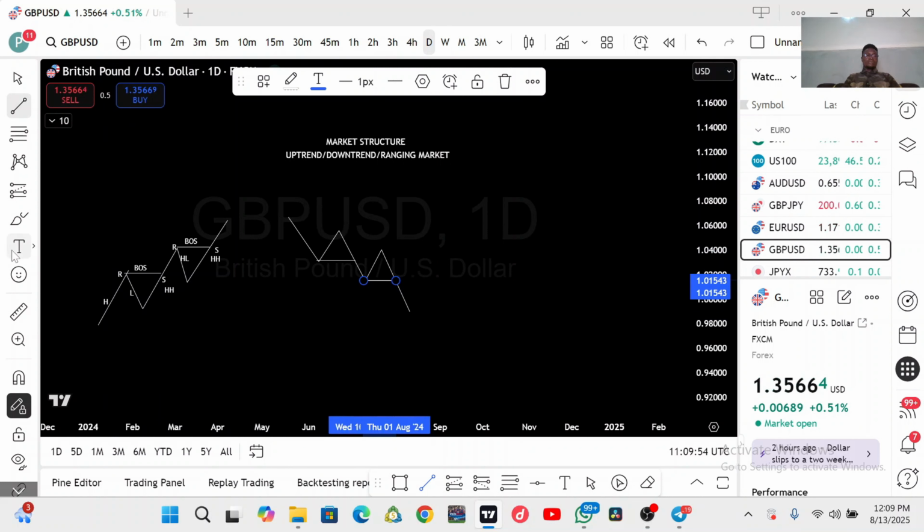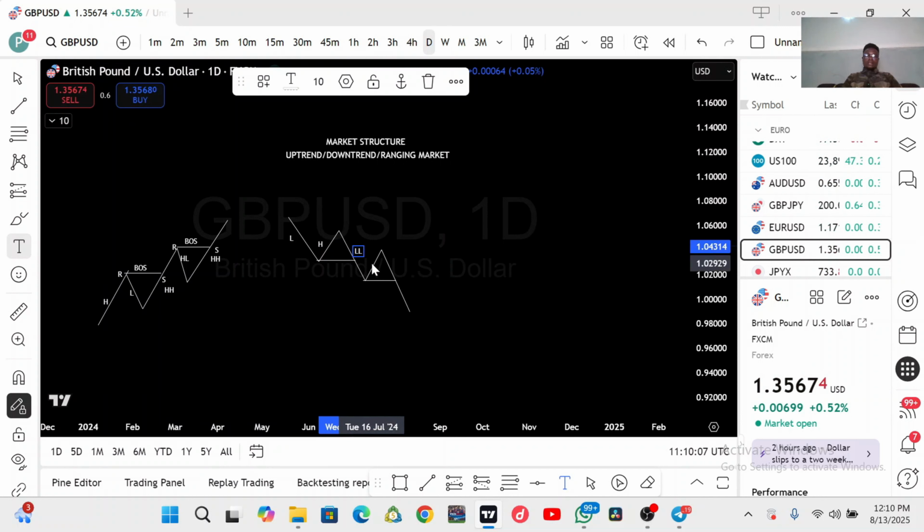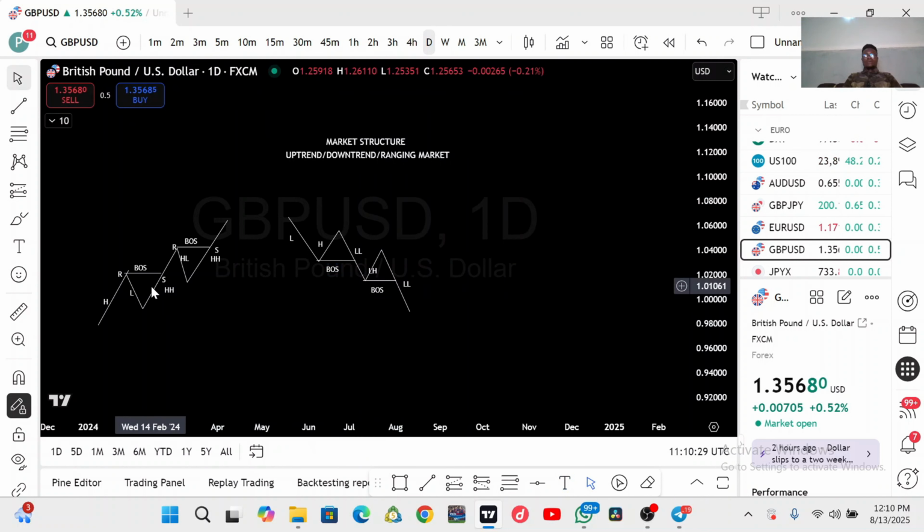So let's go ahead and name these various characteristics of a downtrend. This is the low, this is the high, this is the lower low, this is the lower high (LH), and this is the lower low. And yes, just like the uptrend, one of the similarities is the presence of what? Structure broken. Very simple. BOS. So you should be able to differentiate an uptrend and a downtrend, as the case may be.